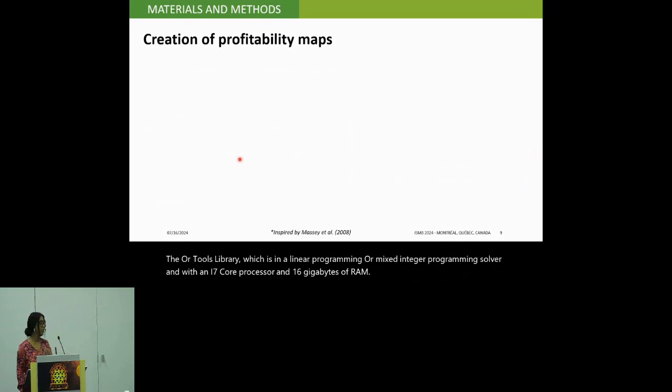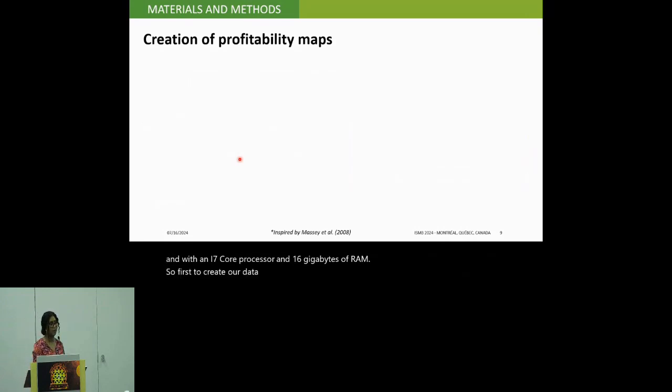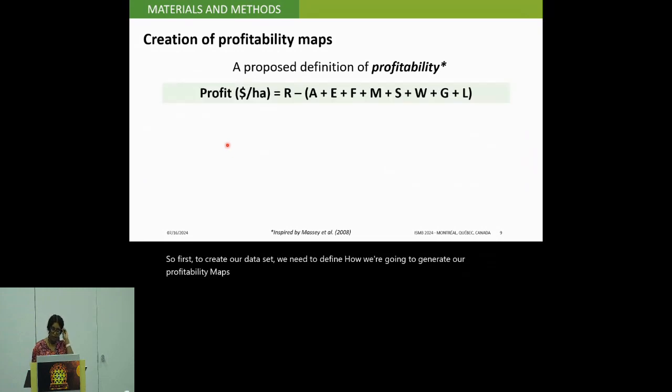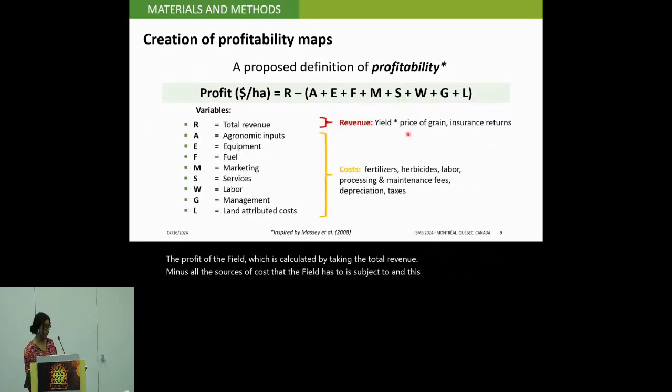So first, to create our data set, we need to define how we're going to generate our profitability maps. Our definition of profitability includes the profit of the field, which is calculated by taking the total revenue minus all the sources of cost that the field is subject to. This variation of the equation was modified from the initial version proposed by Massey et al. in 2008.